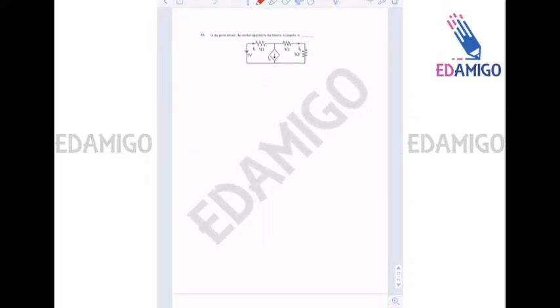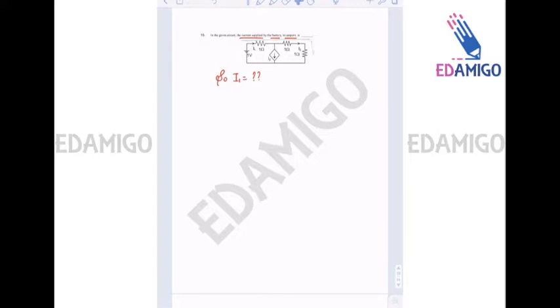Now we have to find out here, the circuit is given and we have to find the current supplied by the battery in amperes. So this is the battery and the current supplied by it is I1. So we have to find I1. Now let's redraw the figure again.